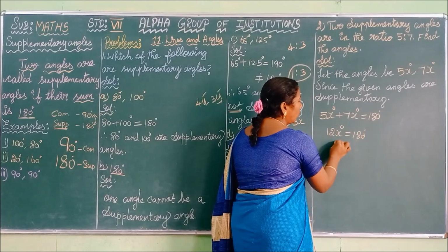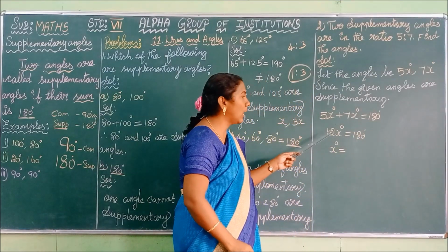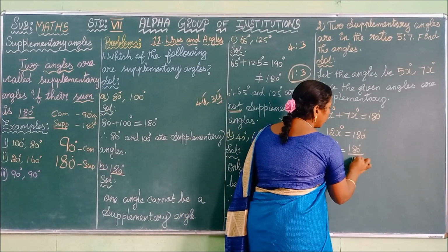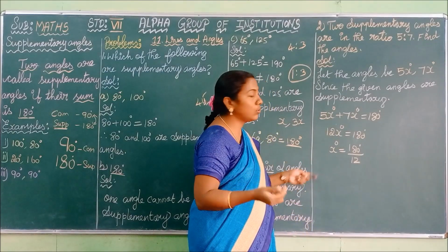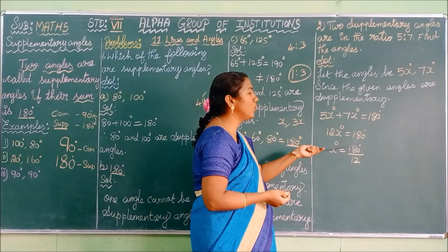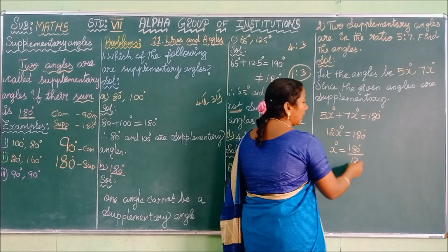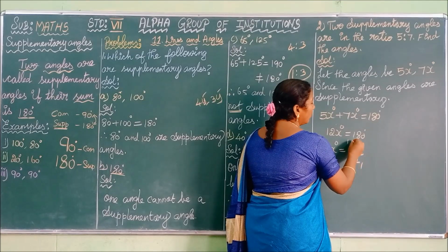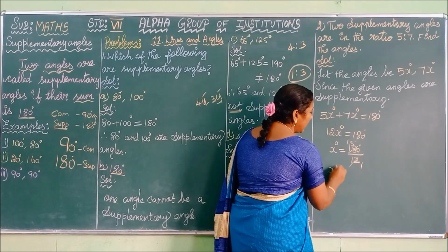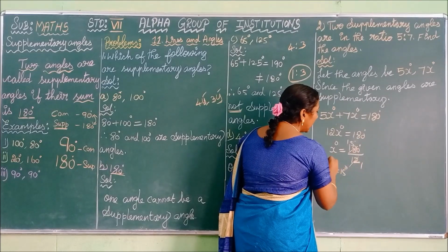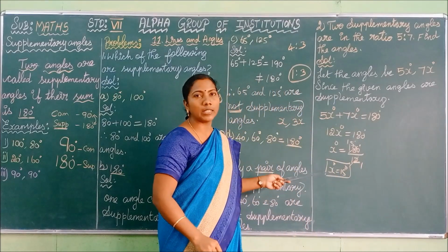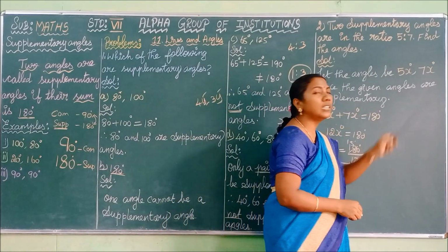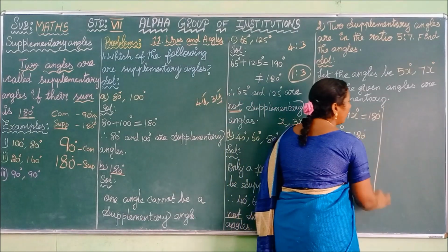So x equal to, in order to find the value of x, we have to bring this 12 to the right hand side. So x degree equal to 180 by 12. We may use the 2 table or 4 table or 6 table to cancel these values. I am using the 12 table to cancel this. 12 ones are 12, 12 fifteens are 180. So x degree equal to 15 degrees. Thus we have found the value of x. But we have to find the angles. So what are the angles? 5x and 7x. Now we are going to find the values.